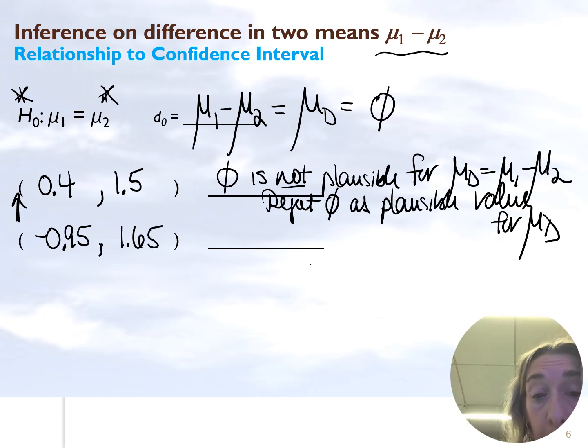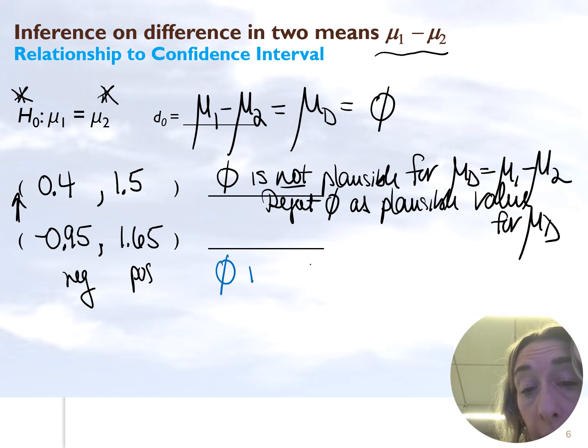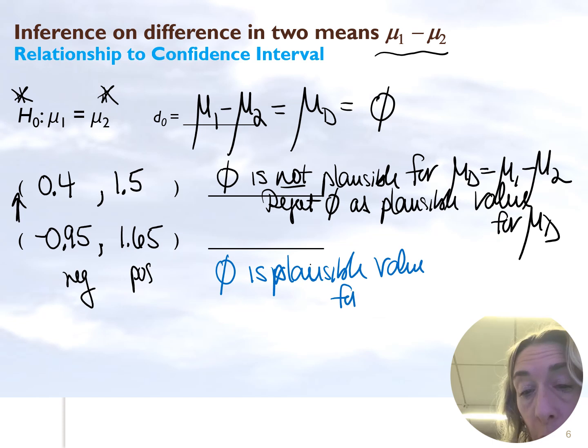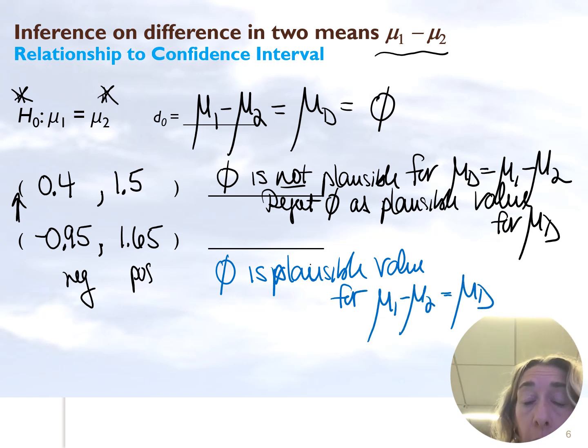Now, in this case, as you can see, 0 is included in this confidence interval because the lower limit is negative and the upper limit is positive, so 0 is included. In this case, 0 is a plausible value for mu1 minus mu2 equal mu sub D. So we would not reject 0 as a plausible value for mu sub D in this case. So in this case, we would fail to reject that null hypothesis.